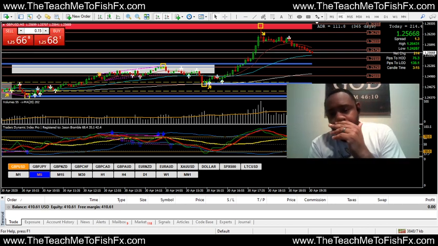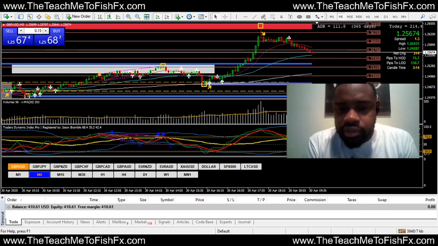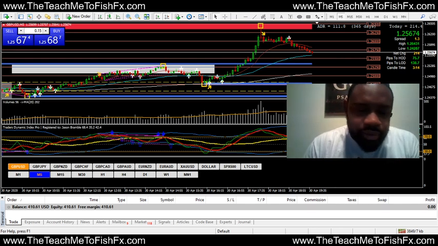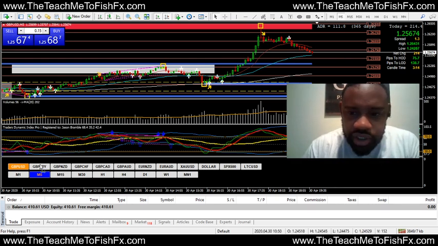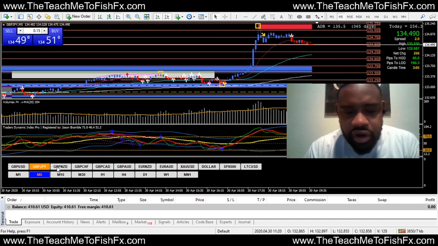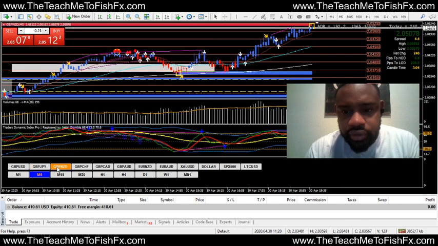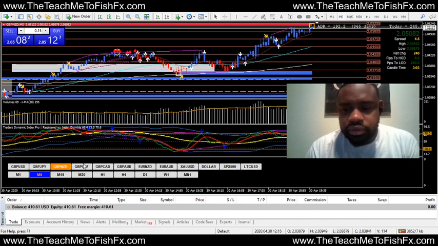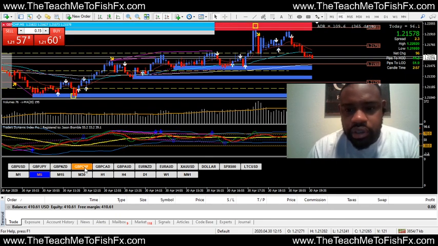So yeah, we could have kept going with this, but why not? Just take what you can get, and then just scan another pair. GJ has already made his move. I wouldn't touch that. So GBP NZD is still working on a setup. GBP Swiss already has a setup.